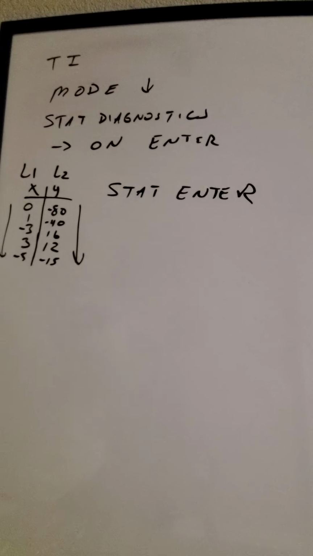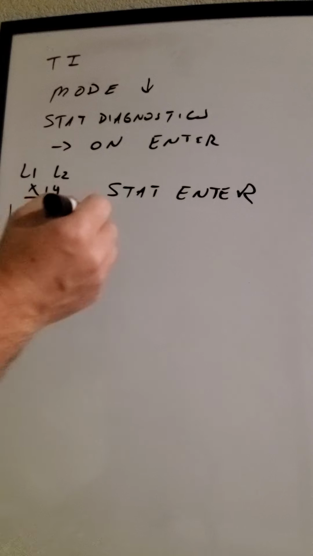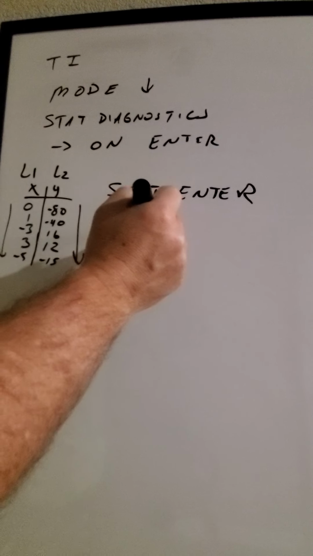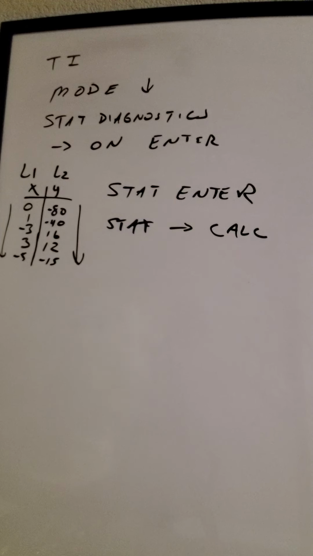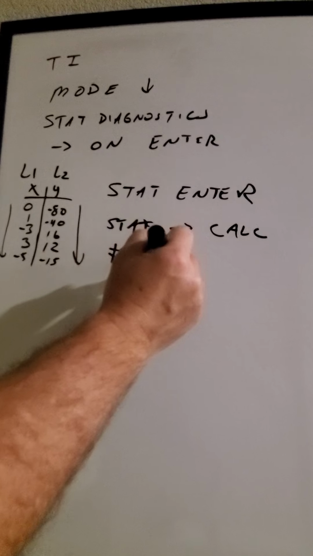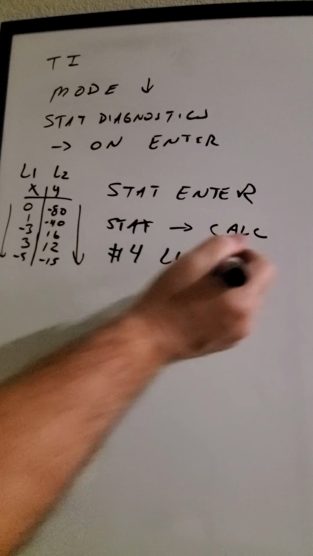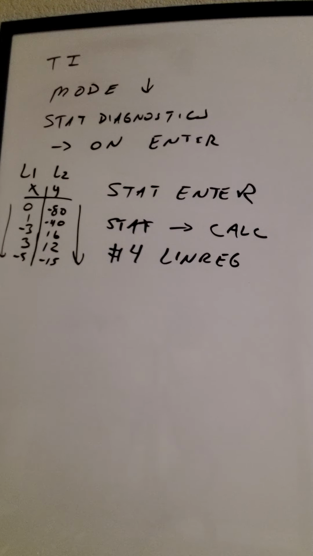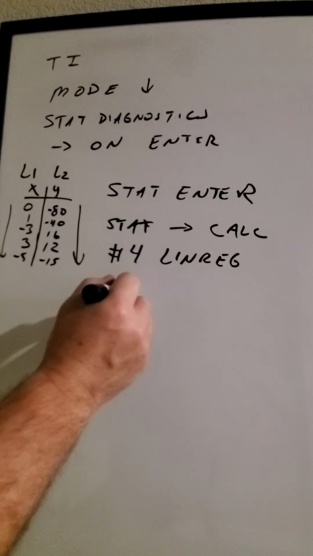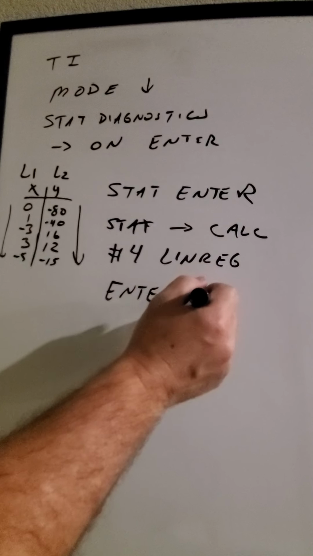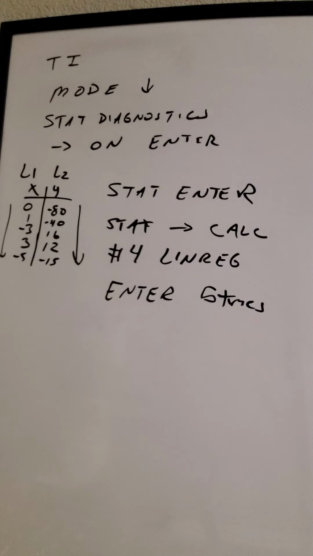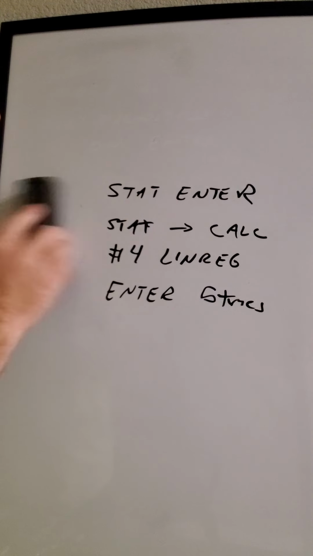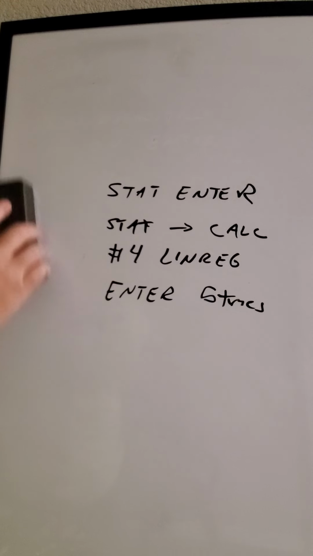After you do stat, enter, and you enter these numbers, you're going to go back to stat. You're going to arrow right to calculate. Anybody know what we're going to run? A number 4, LinReg, for linear regression. Okay, at this point, if you just hit number 4, or after you click on this, you will hit enter 5 times. I know you can pause the video, so I want to erase.